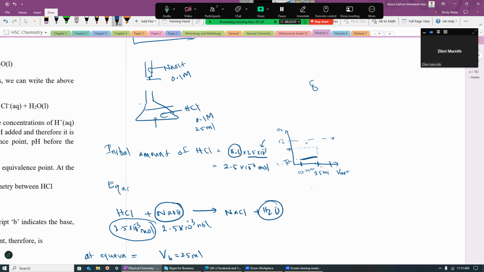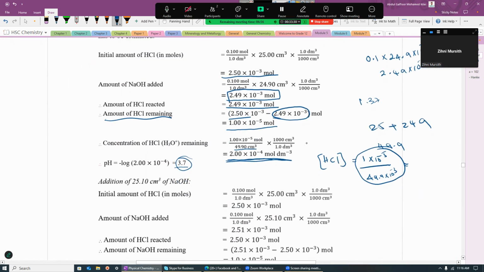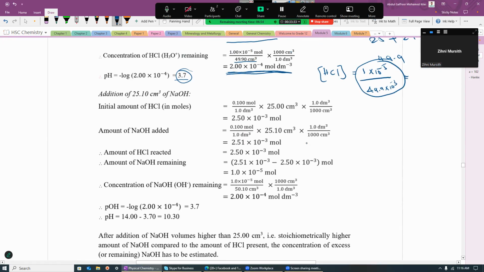And now we will see what will happen if you added 25.1, right? If you added 25.1, now the solution is basic. So you can apply the same idea here. The calculation is mentioned here; you can do it yourself also. Now addition of 25.1 milliliter of NaOH, so the remaining will be NaOH. Why? Because the limiting reagent is HCl here. So you can again calculate the concentration of OH minus, and from that you can calculate the pH. But you have to be careful.